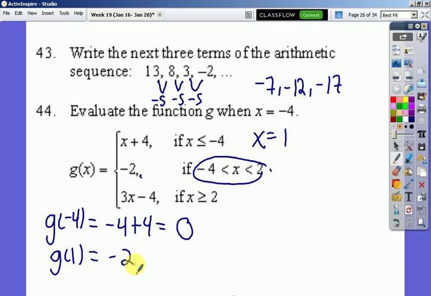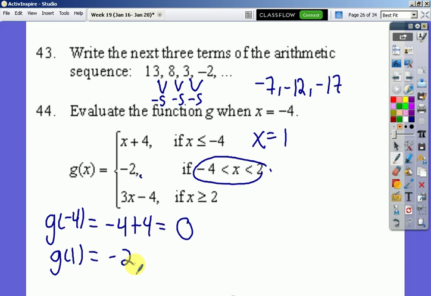Does that make sense? And then of course, if it was greater than or equal to 2, like 4 or 5, you plug it into this one. So this is a piecewise function. You just pick the one that it applies to. Any questions? Okay, great.